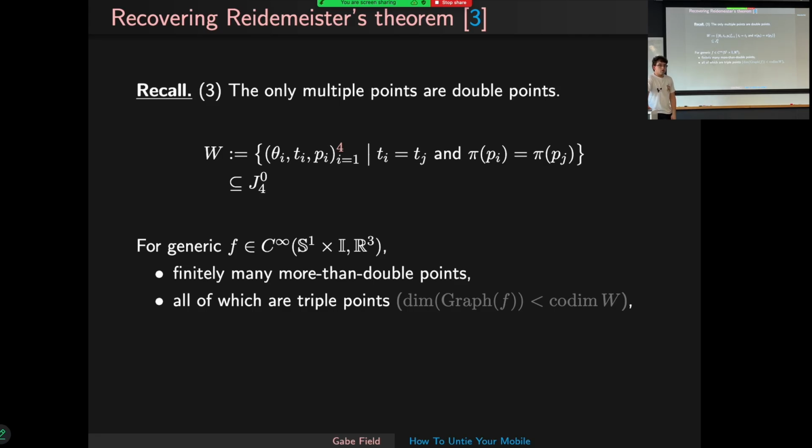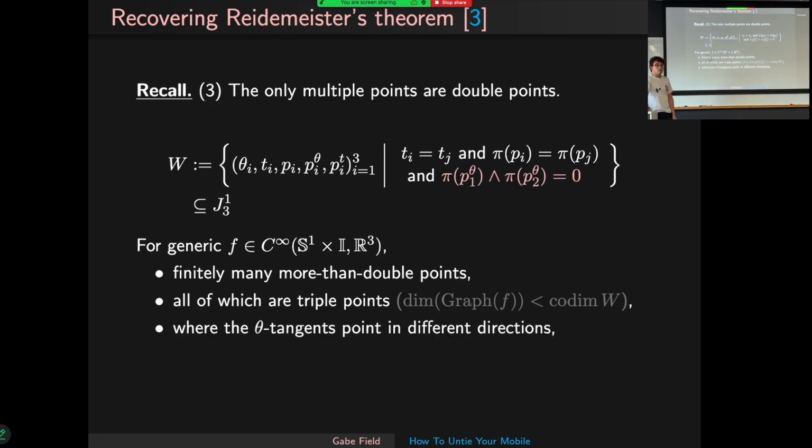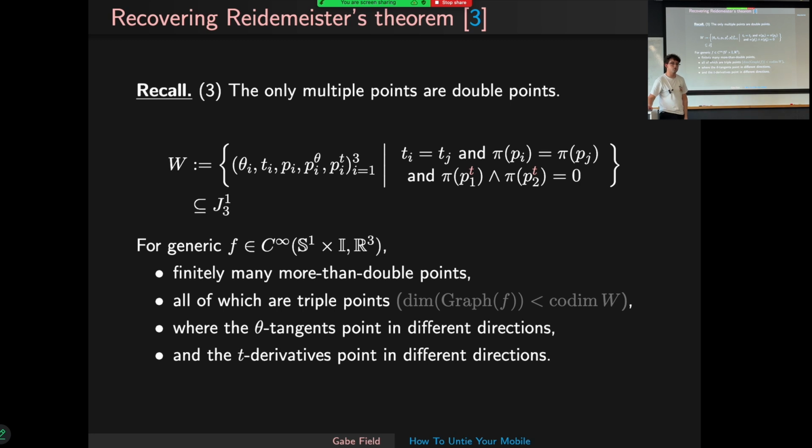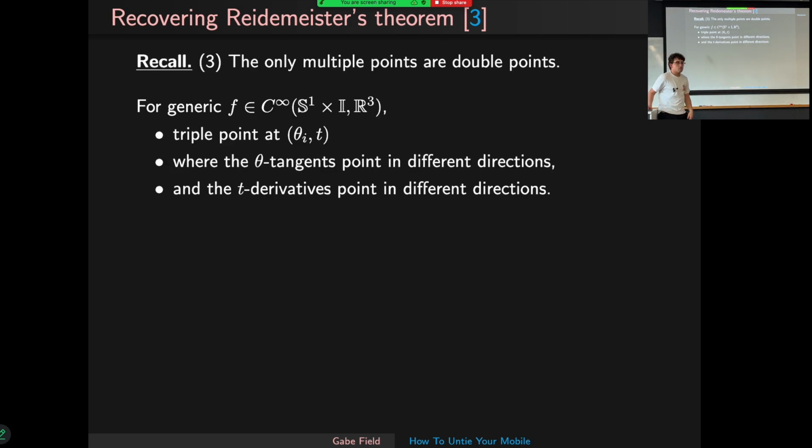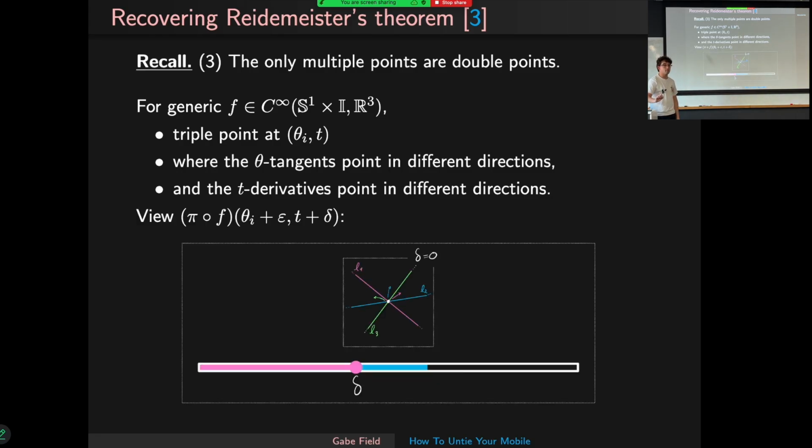I can pull the wool over your eyes again. I can start adding first order information, and I can write down that the first derivatives are collinear, and generically that won't happen again. You can count dimension and codimension. So generically, the theta tangents point in different directions, and a similar thing with the t derivatives. They also point in different directions. Okay, so I have triple points where the theta tangents point in different directions, and the t derivatives point in different directions. Let me draw that for you.